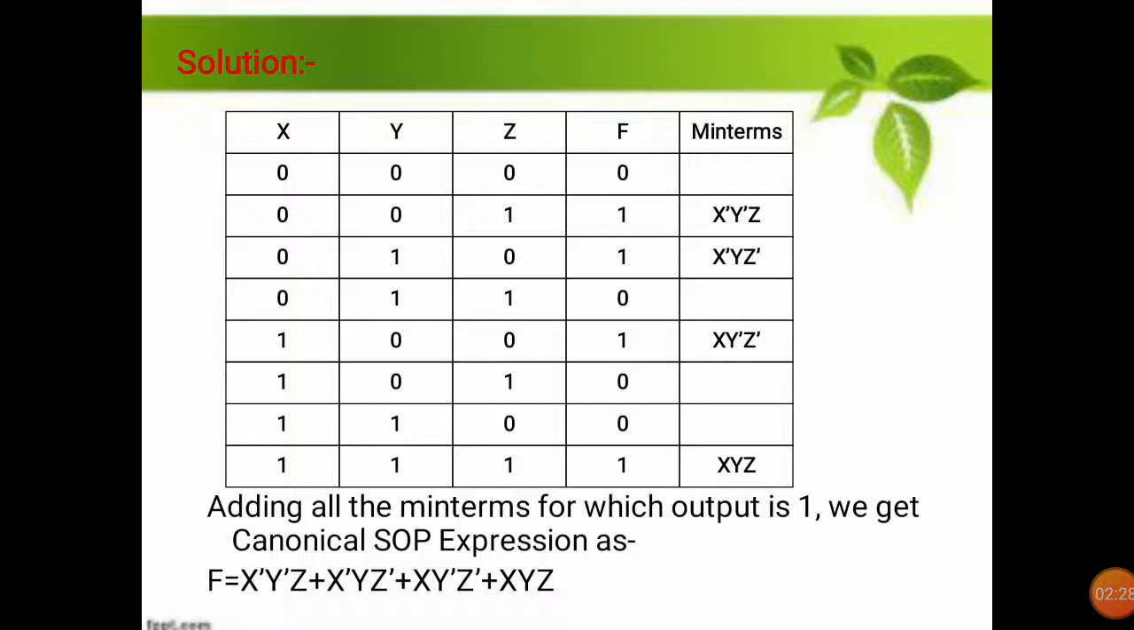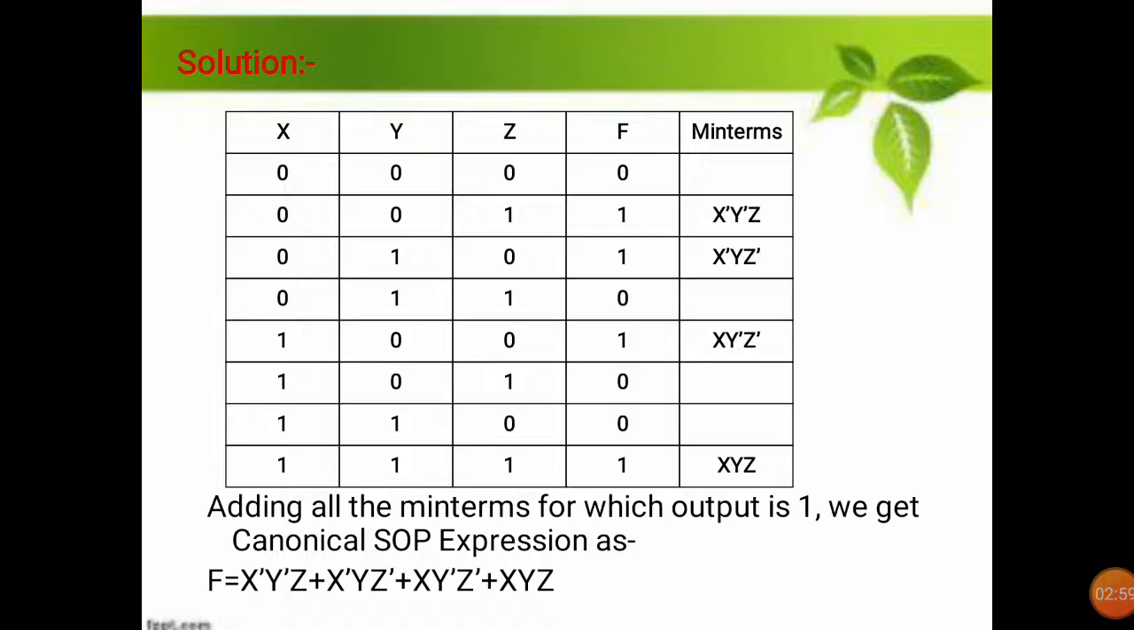Now, answer. As per the rule, we have to add a column for min terms and we have to write the min terms of those rows where the output is 1. So here in this table, the second row has output 1, the third row also has output 1, the fifth row also has output 1, and at last the 8th row also has output 1. So we have to write the min terms of these rows.